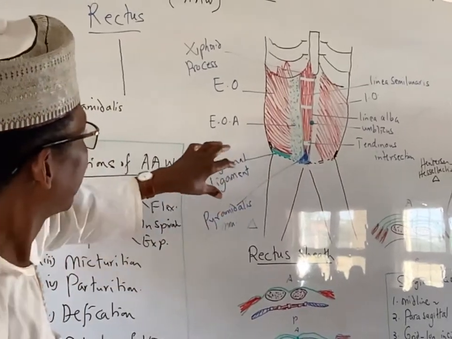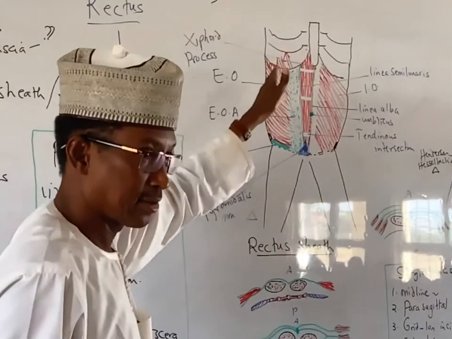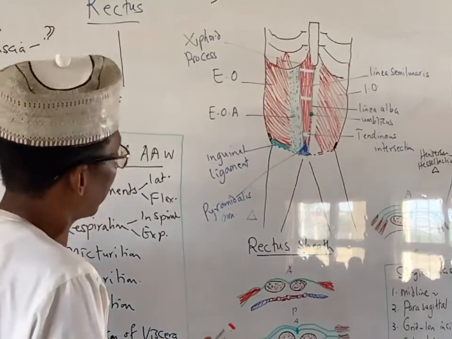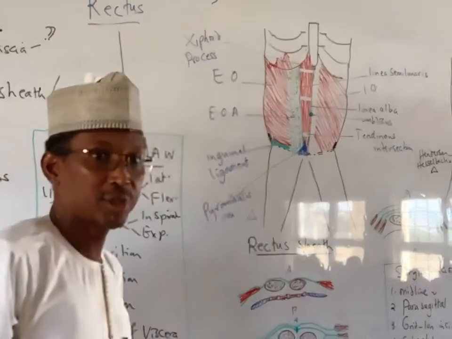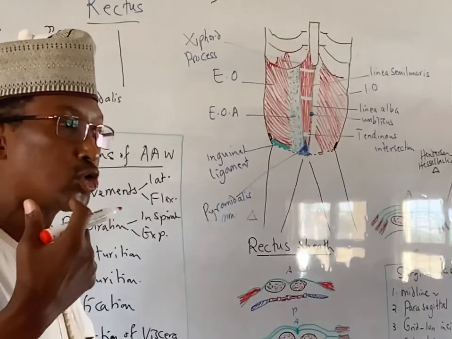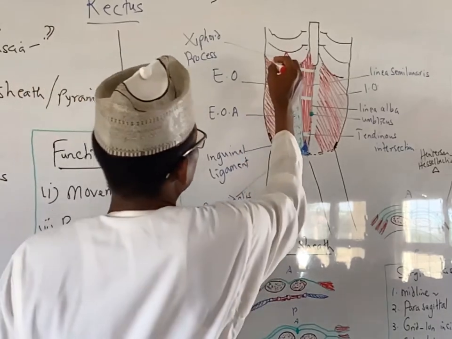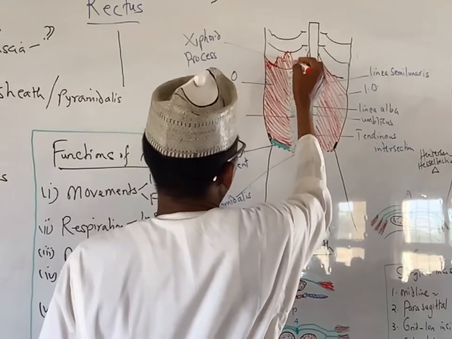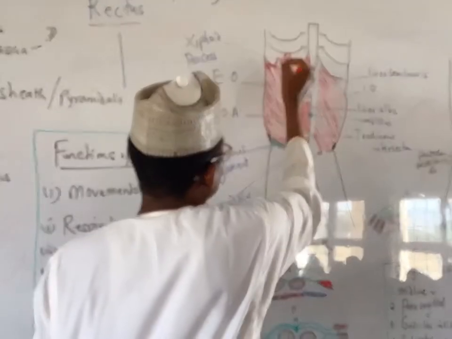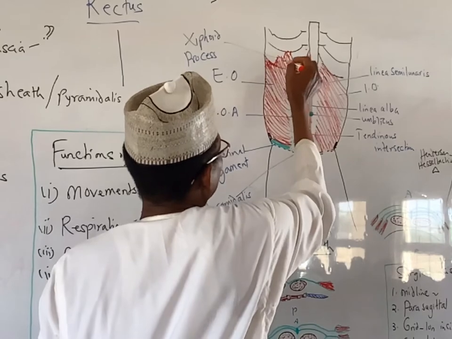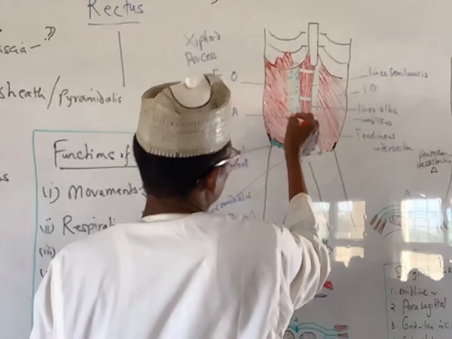So let us take external oblique muscle first. The external oblique muscle takes origin from the lower 8 ribs. We have how many ribs? 12. When you count 1, 2, 3, 4 above, the remaining 8, that is where this external oblique muscle takes origin. So the fibers pass from the lower 8 ribs downward and medially towards the midline.